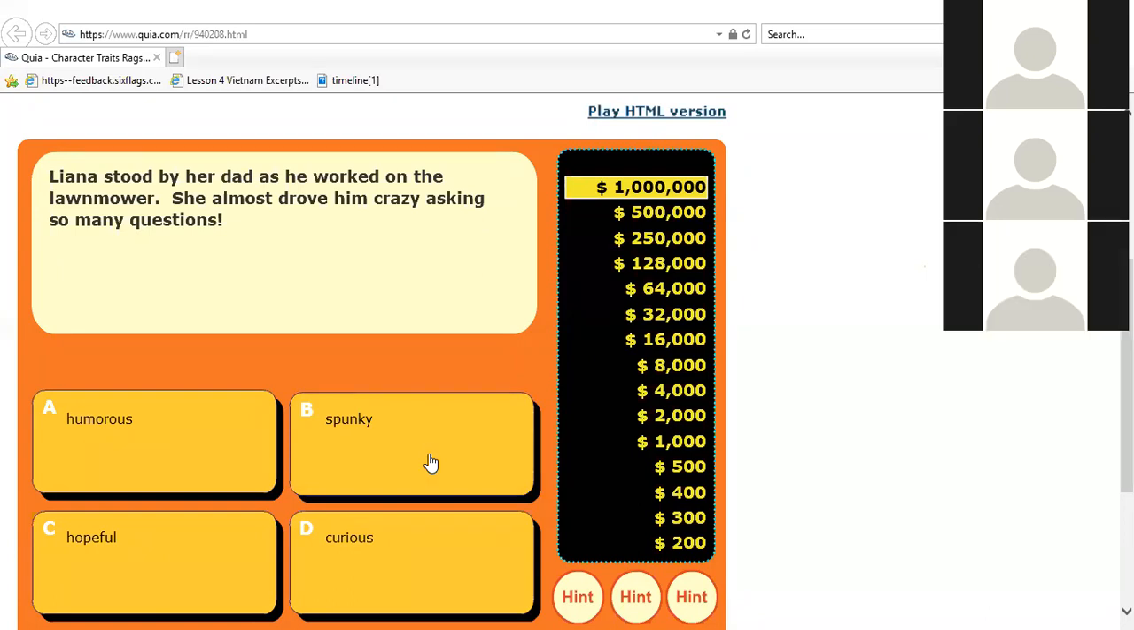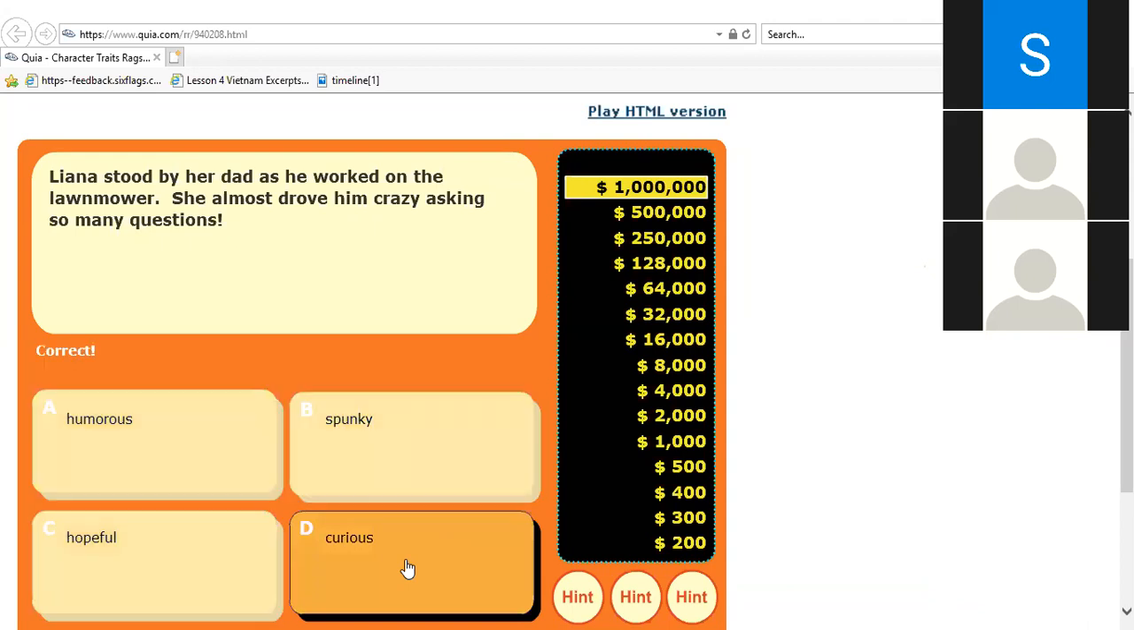Jalissa, this one is big. Are you there? Yes. Jalissa, choose someone to work with you on this last one. Sydney. Okay, Jalissa and Sydney, are y'all ready? Liana stood by her dad as he worked on the lawnmower. She almost drove him crazy asking so many questions. Is she A, humorous, B, spunky, C, hopeful, or D, curious? I think it's curious. I think it's curious too, because she asked so many questions and it was driving her dad crazy. Let's see. Yay!